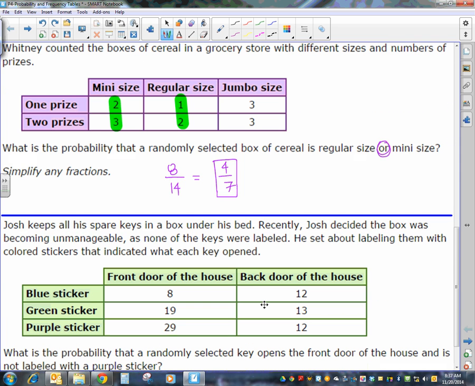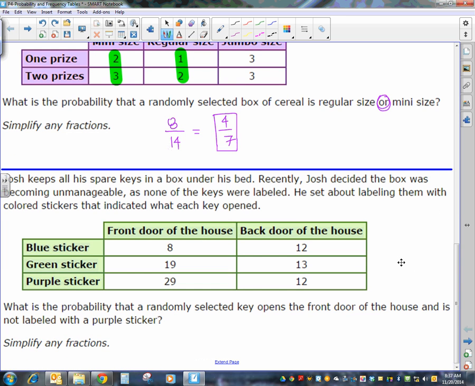Okay, next one. Josh keeps all of his spare keys in a box under his bed. Recently, Josh decided the box was becoming unmanageable as none of the keys were labeled. So he set about labeling them with colored stickers that indicated what each key opened. So what is the probability that a randomly selected key opens the front door of the house and is not labeled with a purple sticker?